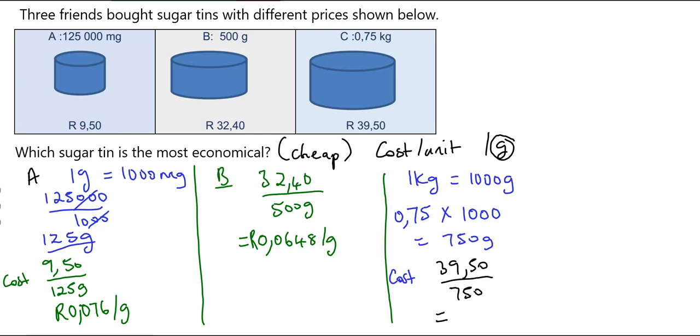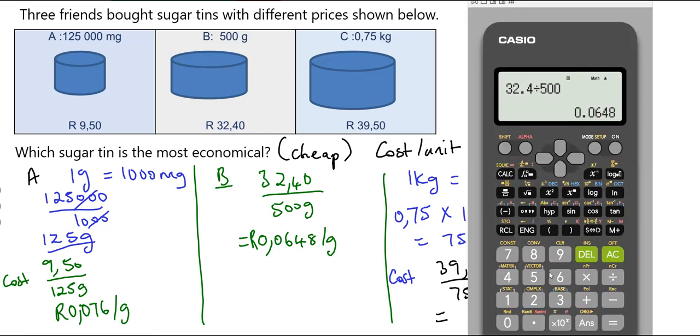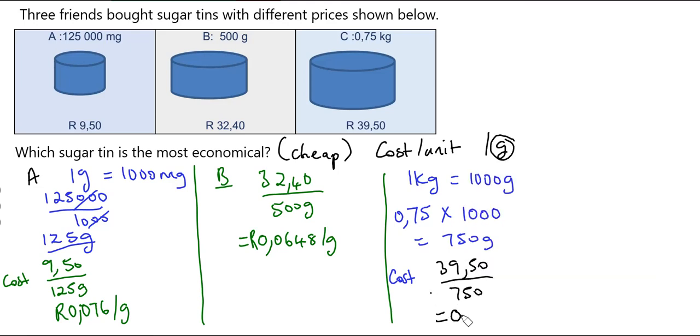And what do we get as our answer? 39,5 divided by 750. We can use 3 decimals here. So it's 0,053. Let me include the rand here, 0,053 rand per gram. So we can all see which one is cheap here. The one that is cheap is C.